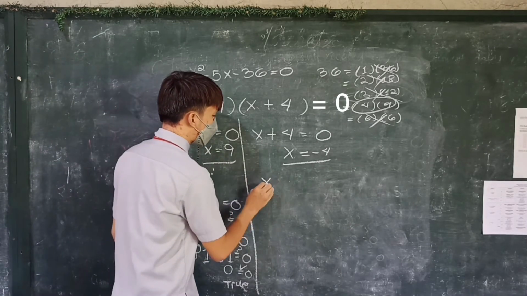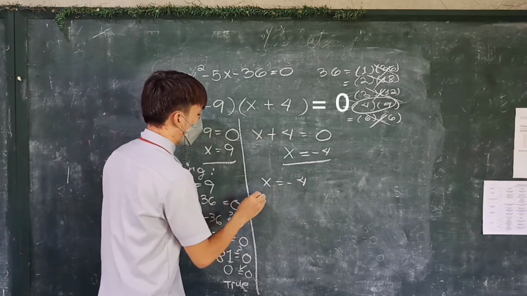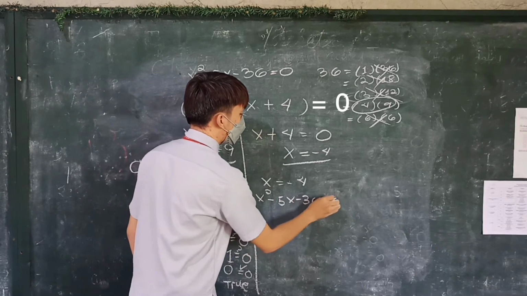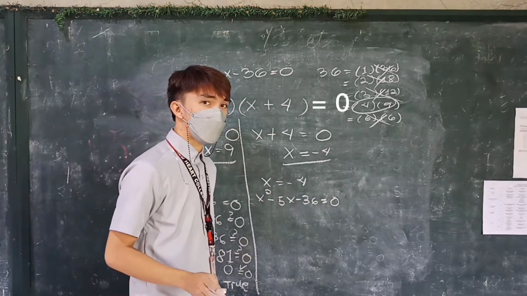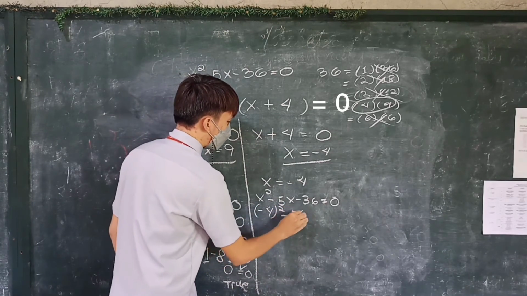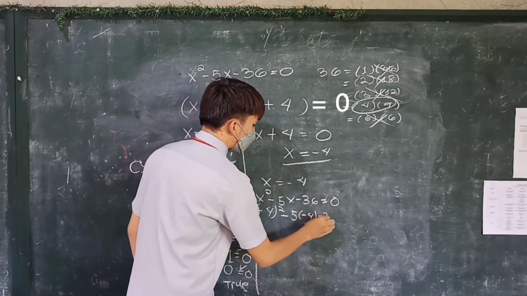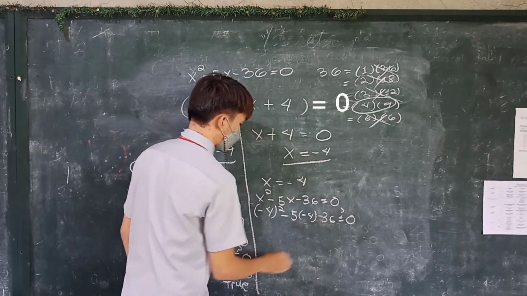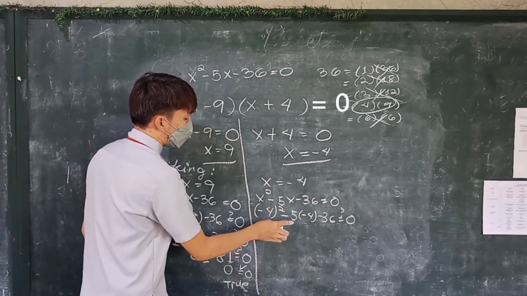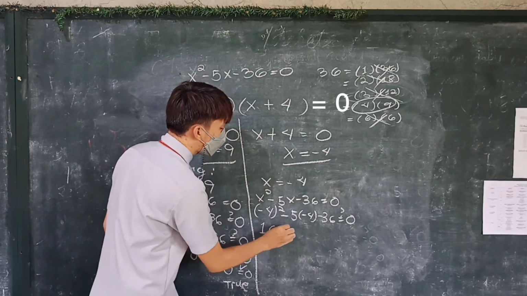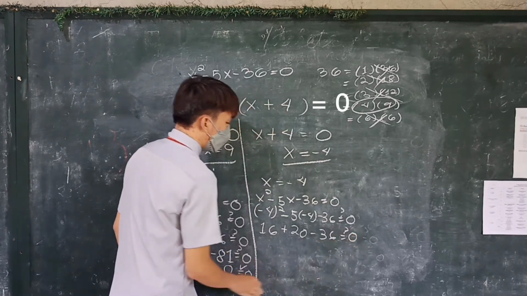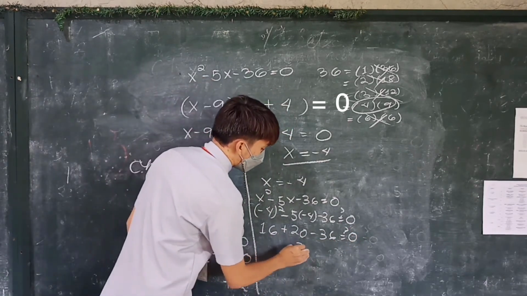Next we have x equals negative 4. We have x squared minus 5x minus 36 equals 0. So substitute the value of x, which is negative 4. Negative 4 squared minus 5 times negative 4 minus 36 equals 0. Negative 4 times negative 4 is positive 16. Negative 5 times negative 4 is positive 20. Minus 36 equals 0. 16 plus 20 is 36.